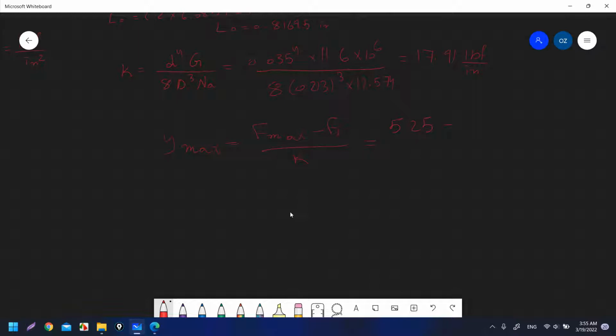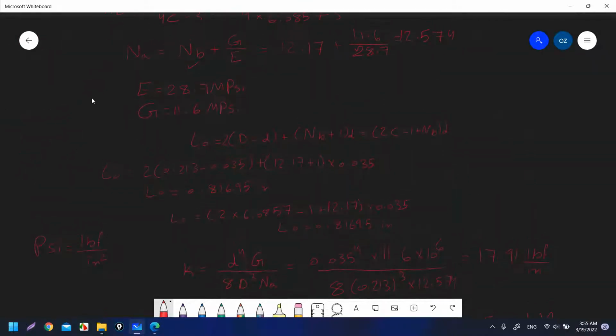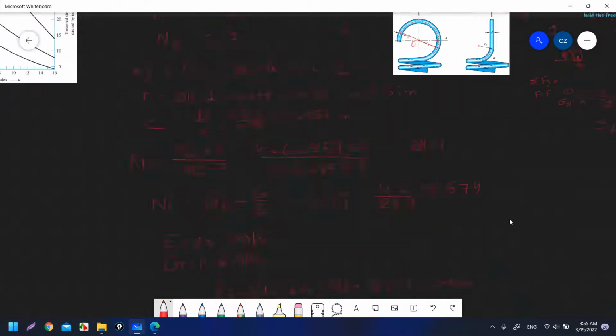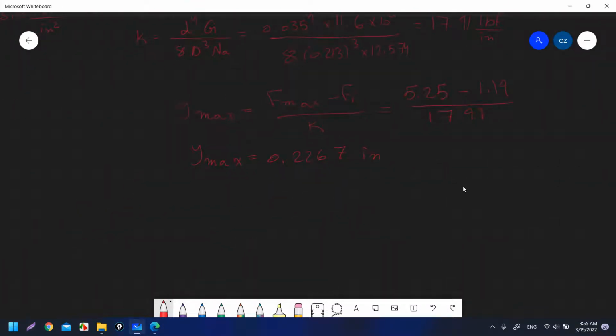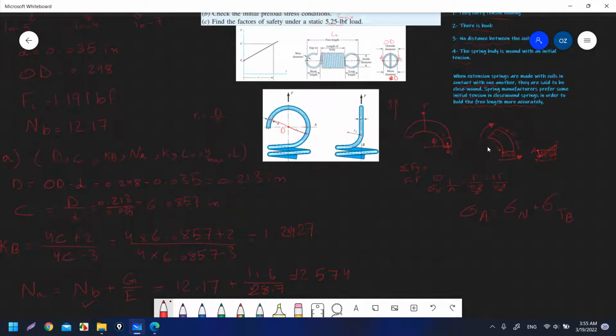So F max, given in part C, is 5.25 minus Fi 1.19 over K. We calculated K to be 17.91. This will give you that Y max is equal to 0.2267 inch. The final physical parameter is L, the length after the deflection. It is equal to L naught, the free length, plus the Y max, the deflection. And we call it Y max because it includes the maximum force that we took at point A.